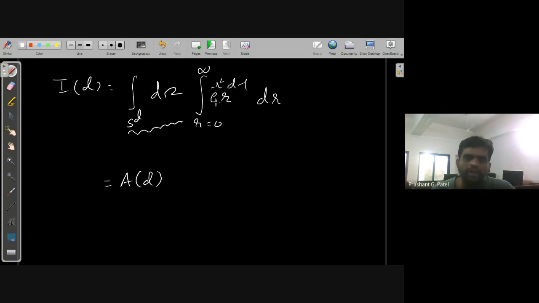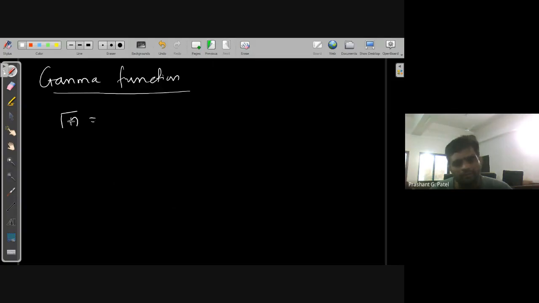And how to integrate this one? That integration involves the use of the gamma function. For now I'll write it as it is. Let us recall what the gamma function is, which you did in your advanced calculus course. The gamma function, denoted gamma n, is the integration from 0 to infinity of e power minus t, t power n minus 1 dt. This is the gamma function, defined for n greater than 0.